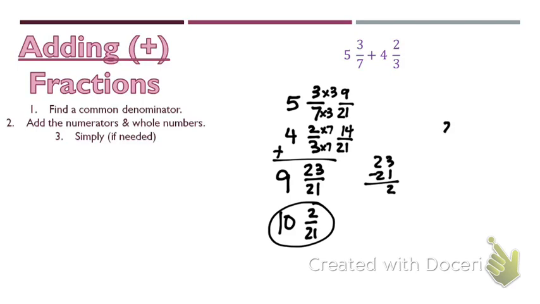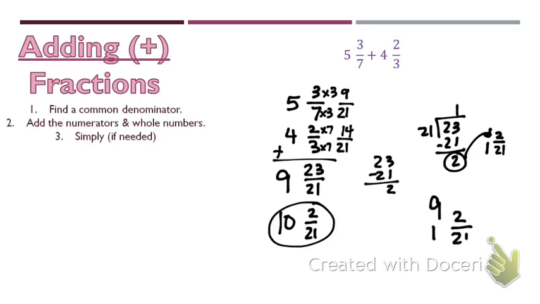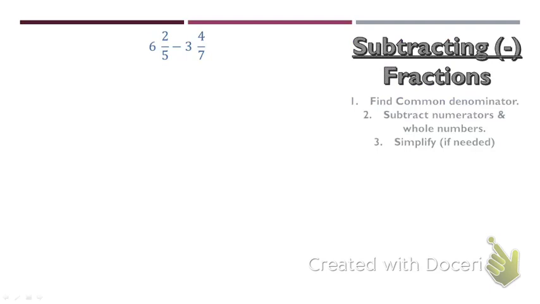If you did it the dividing way, 21 goes into 23 only one time. 23 minus 21, we get 2, so that's where we get the 1. You put the remainder up top, and the 1 on the outside becomes your denominator. So then you have 9 plus 1, and 2 over 21, which still gets you 10 and 2 over 21. They're both the same. Either way works.